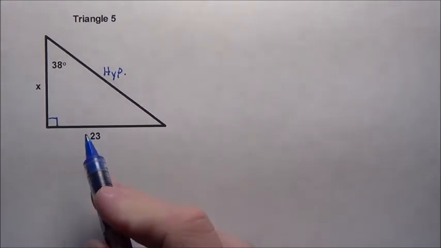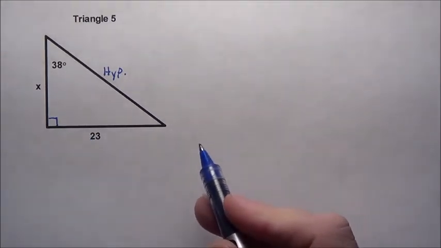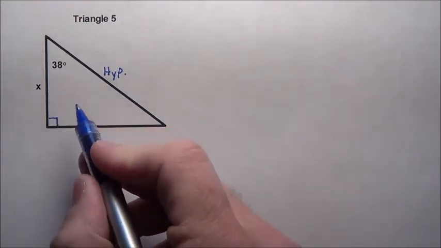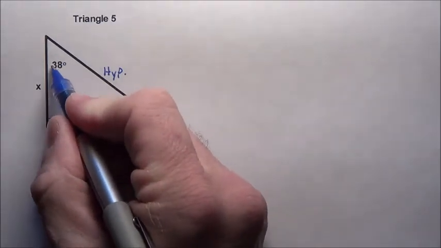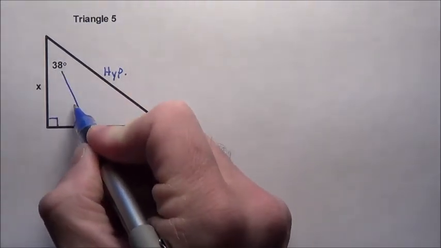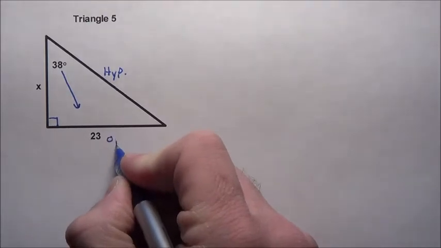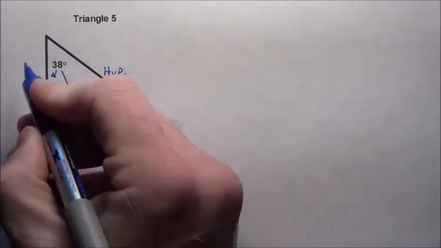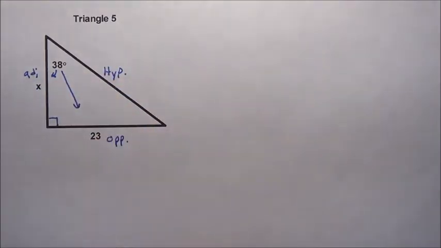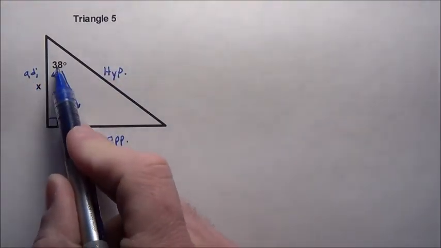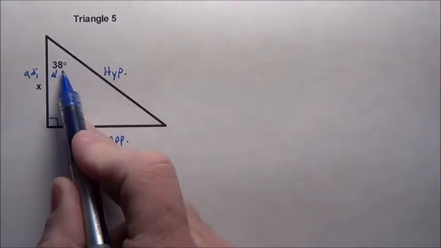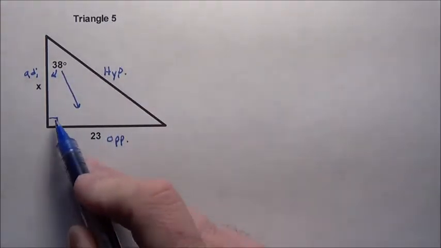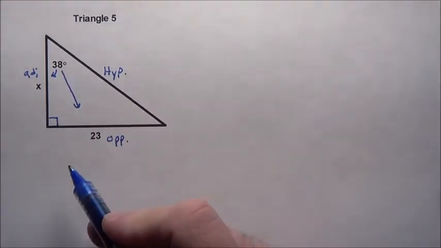These legs right here, one of them's the opposite, one's the adjacent, and it depends on where the angle's given. In this case, the angle's given up here. Since the angle's given up here, the side across from it, this 23, is going to be the opposite leg here. And the side that it's right beside, that's going to be its adjacent side. So we have our adjacent side, since the 38 is given here, the adjacent's right here, the opposite's right here, the hypotenuse, again, has to be across from where the right angle is.